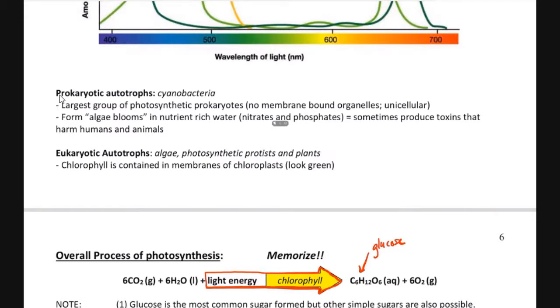Again, in grade 11, you should have learned the terms prokaryotic and eukaryotic. Prokaryotic is a very fancy way of saying no nucleus. So karyo is referring to a nucleus. So these guys don't have a nucleus. Prokaryotes are your bacteria. And specifically, when we're talking about the type of bacteria that's able to harness the energy from the sun, we're talking about cyanobacteria.